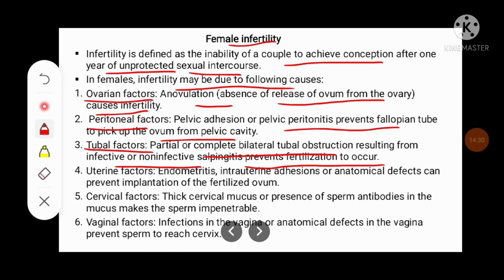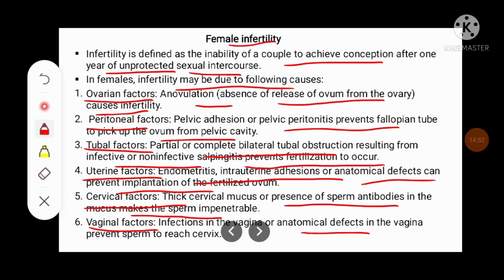Tubal factors, partial or complete bilateral tubal obstruction resulting from infective or non-infective salpingitis, prevents fertilization from occurring. Uterine factors like endometritis, intrauterine adhesions, or anatomical defects can prevent implantation of the fertilized ovum. Cervical factors like thick cervical mucus or presence of sperm antibodies in the mucus make the sperm impenetrable. Vaginal factors like infections of the vagina or anatomical defects in the vagina prevent sperm from reaching the cervix.